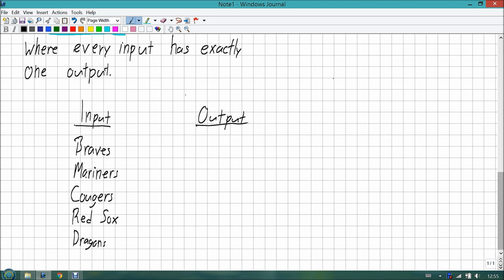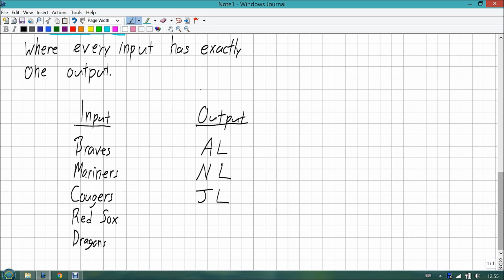And the outputs are going to be American League, National League, and the Japanese League. I'm going to call it the JL, which is kind of like Justice League, but not quite. Probably way better because, you know, baseball's better than comic books any day of the week, in my opinion.